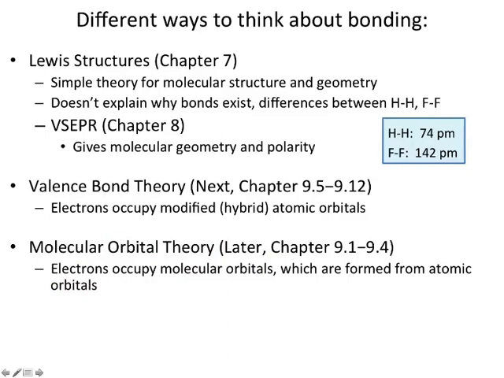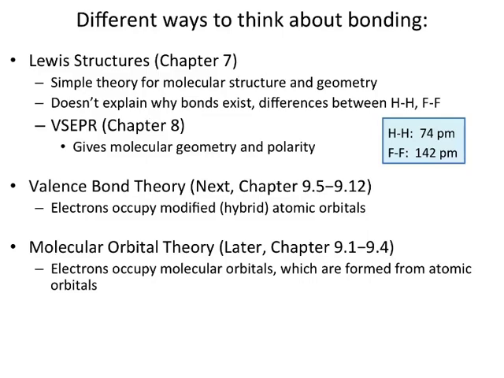So again, different ways to think about bonding. Lewis structure is a very simple theory for molecular structures. It helps explain geometry, which is really nice. It's simple, that makes it applicable and widely used. It doesn't explain why the bonds exist, aside from wanting to make octets. It doesn't explain why there's a difference in bond length between, say, the hydrogen-hydrogen bond and the fluorine-fluorine bond. And so it's pretty limited in what it can do. What it does, it does fairly well, but beyond that it kind of runs out of steam.